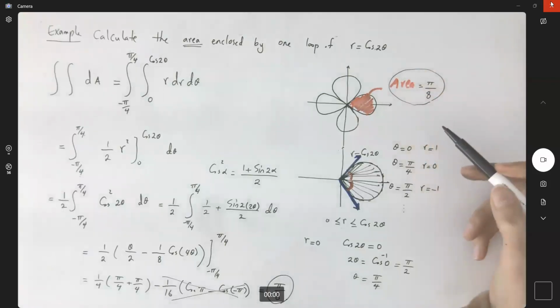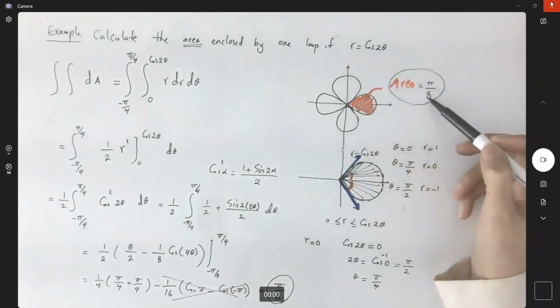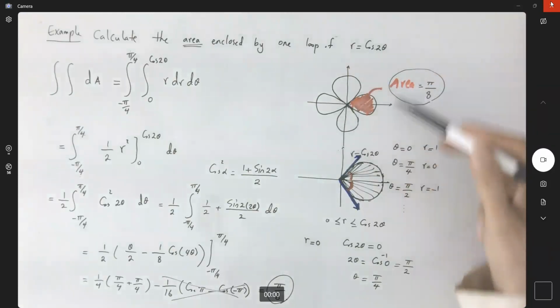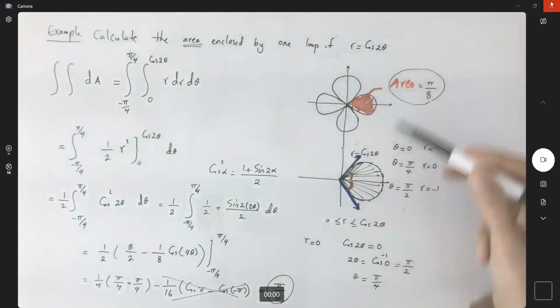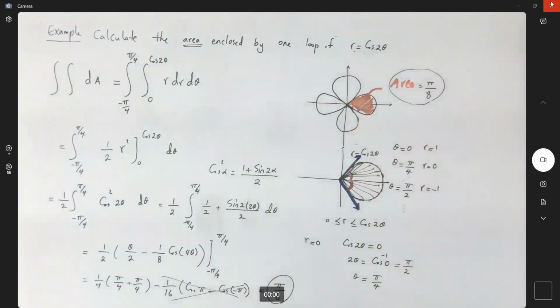If somebody asks you, hey, then what is the whole area? You're going to multiply this by 4 and you get pi over 2 as the area of the whole object, r equals cosine 2 theta.